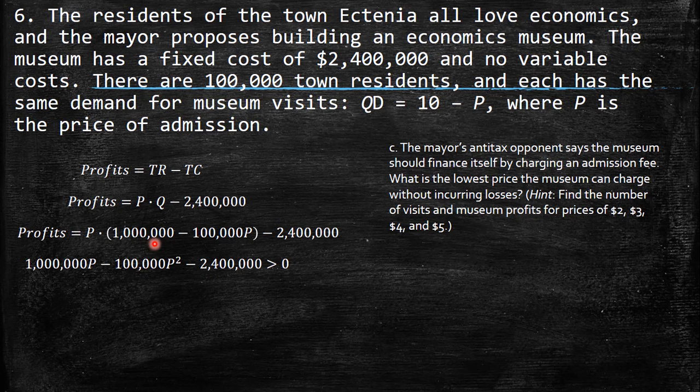So the idea is that you need to make that larger than 0. Then this is going to be kind of a parabola, kind of a mountain like that. So let me represent it here. If you represent it, it's going to be something like that. You have here the profits.